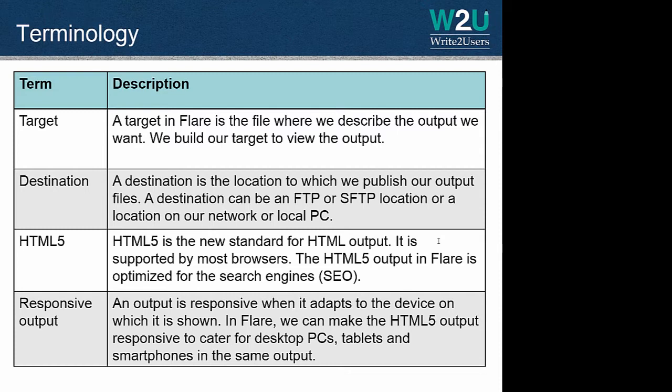HTML5 is the new standard for HTML output. It is supported by most browsers. The HTML5 output in Flare is even optimized for search engines, what we normally know as search engine optimization, SEO. Responsive output. An output is responsive when it adapts to the device on which it is shown. In Flare, we can make the HTML5 output responsive to cater for desktop PCs, tablets, and smartphones in the same output and in the same Flare project.